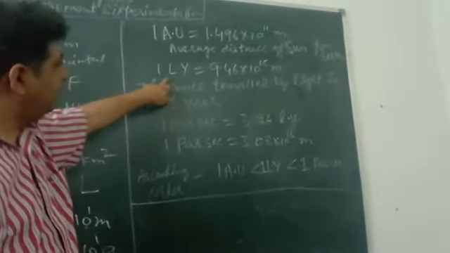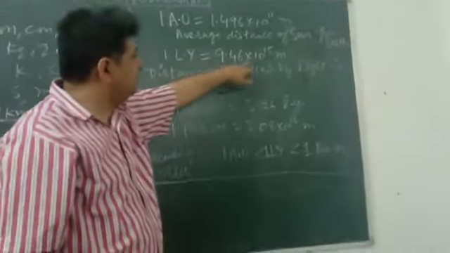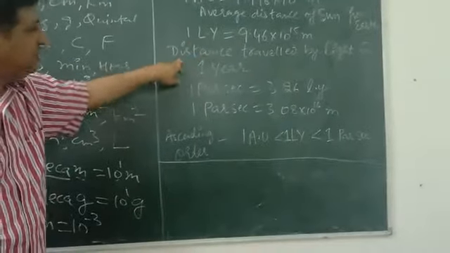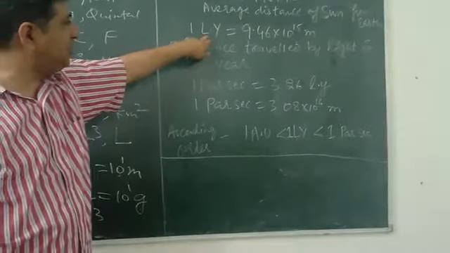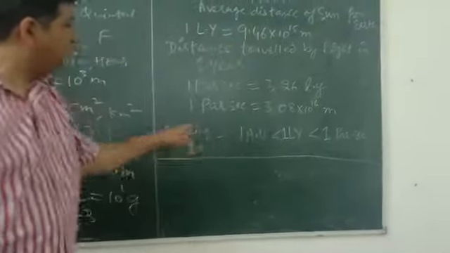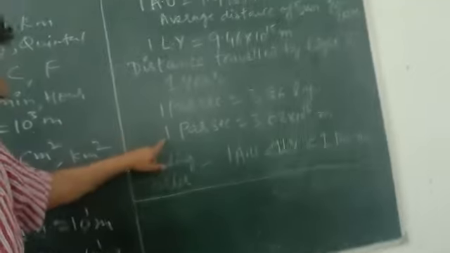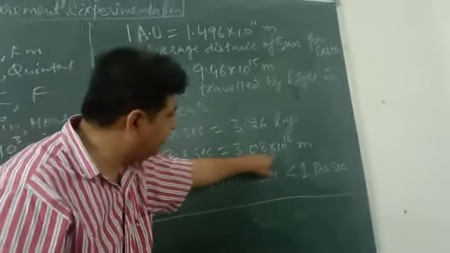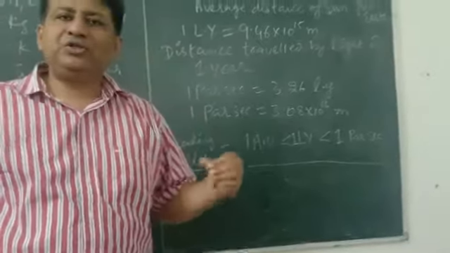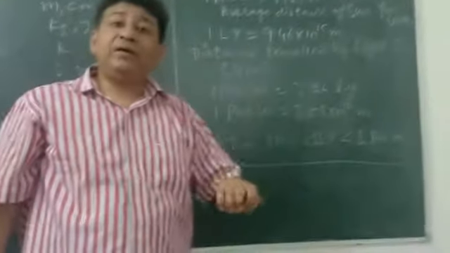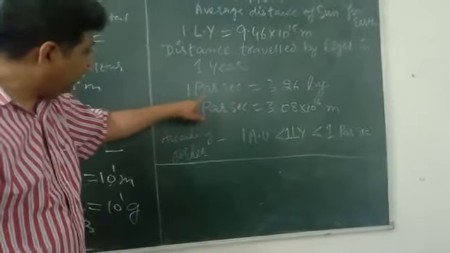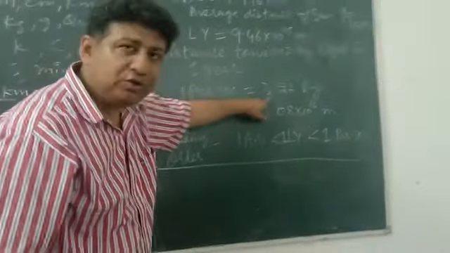Then we have 1 light year, 9.46 into 10 raised to the power 15 meter. It is the distance which is travelled by light in 1 year, which is equal to this. Then we have 1 parsec, which is 3.08 into 10 raised to the power 16 meter. It is used to measure the distance of stars because they are even further away from Sun. And 1 parsec is equal to 3.26 light year.